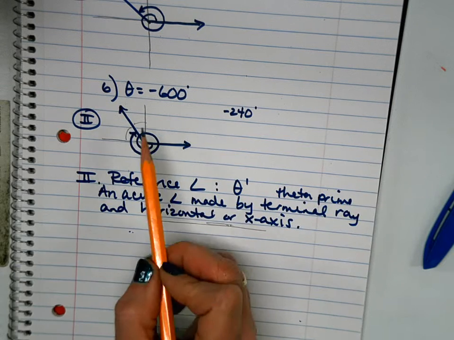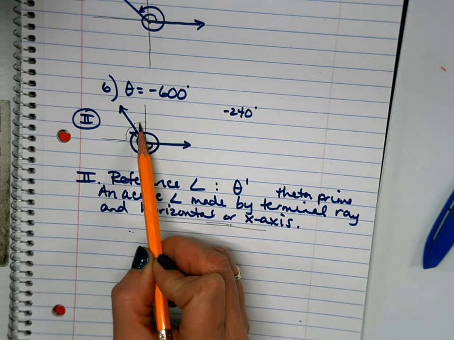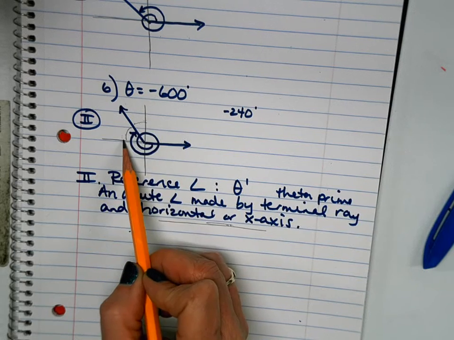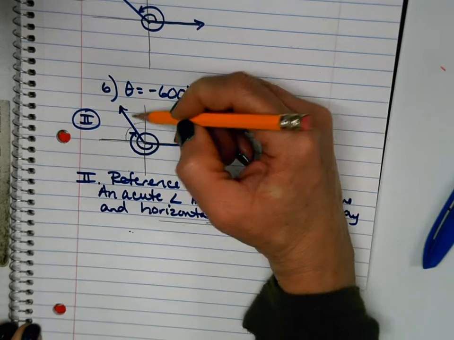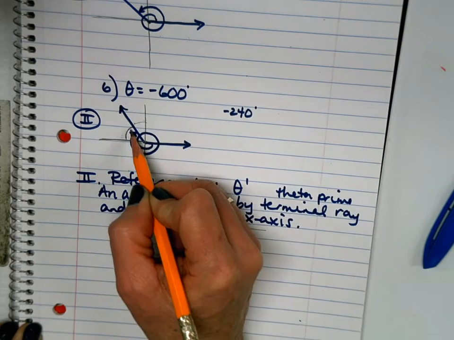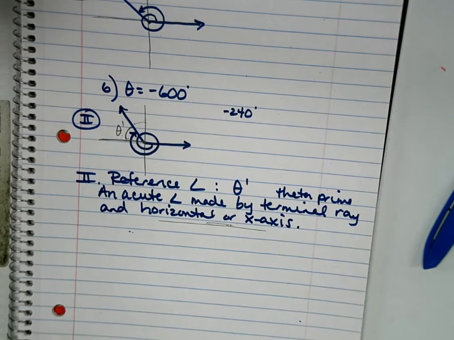Okay, so would you say it's the one below? I'm going to say this is below and this one's above. Which one's made with the x-axis? The one below, right? So this angle right here is theta prime. So would you put theta prime in there? Now we're going to try to figure out how big that is.